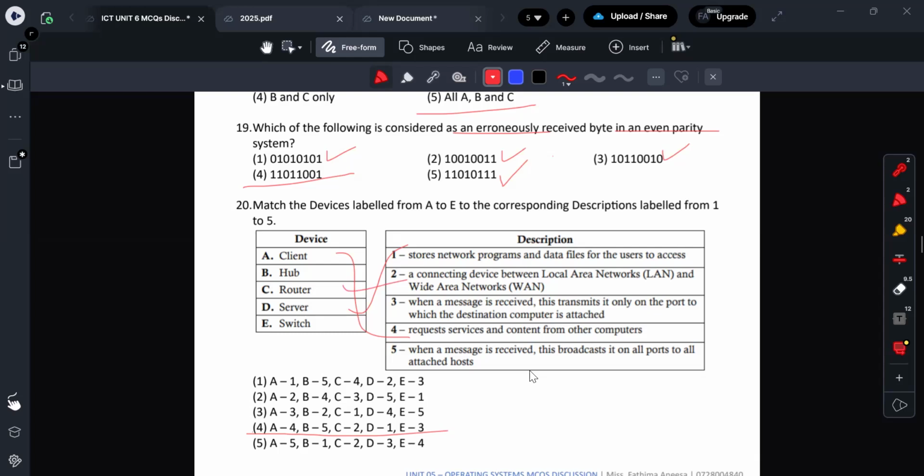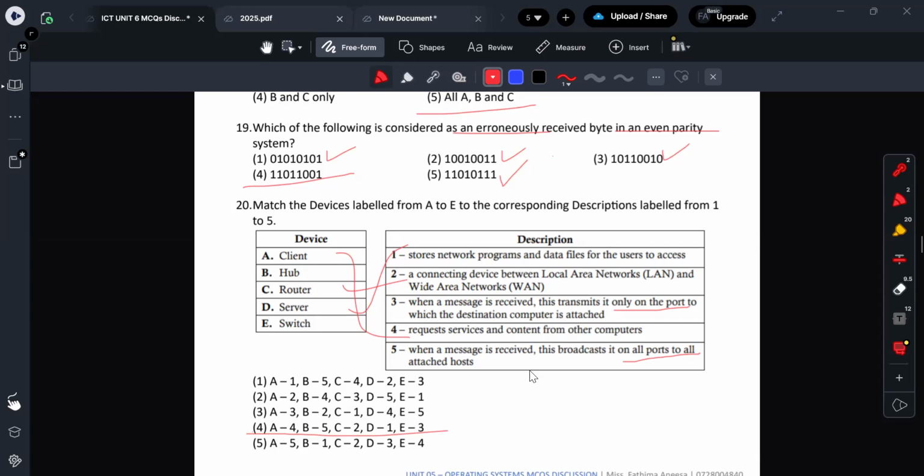Next to router. So that's how you will remember it when you're referring to the questions again. Right? And then next we have: when a message is received, it is transmitted only onto the port to which the destination computer is attached, not to all. See, the fifth one says when a message is received, it broadcasts it on all ports to all attached hosts. But in this one, they are saying only on the port to which the destination computer is attached. So what does description number 3 match? The hub or the switch?